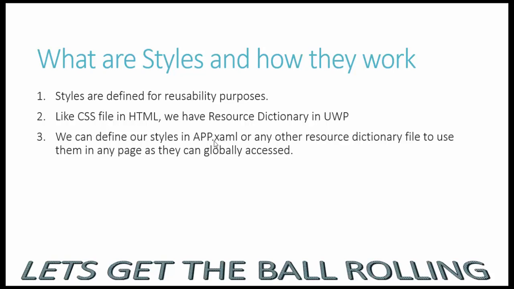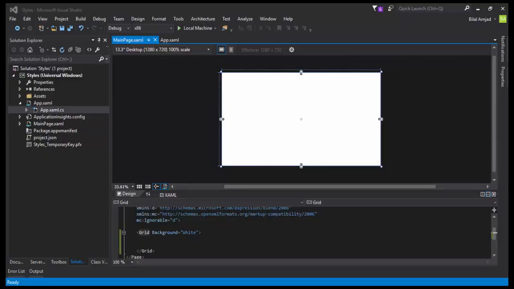So like a CSS file in HTML, we have a resource dictionary in UWP. Remember, we can define our styles in either app.xaml or in any resource dictionary file to use them in any page in our application, as they can be accessed globally. So let's get the ball rolling and see how this works. Here I have already created an empty project for you guys just to save your time.